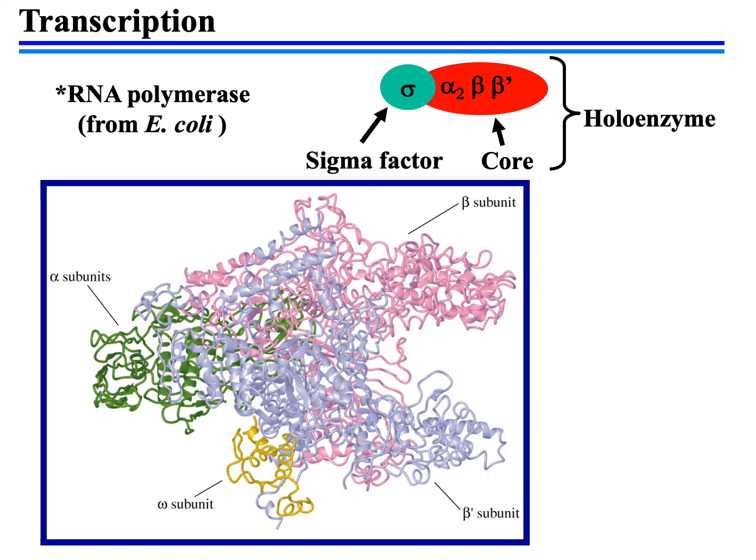And then what's not shown on this figure is the omega subunit, and it is the omega subunit that acts as a helicase. We discussed the importance of a helicase previously in replication, and that the helicase's job is to unwind the double-stranded DNA.